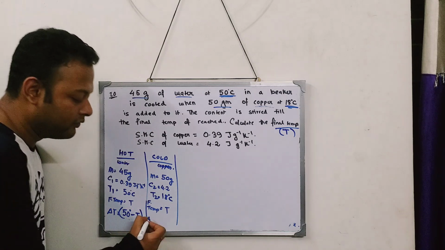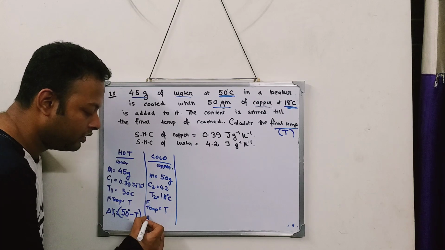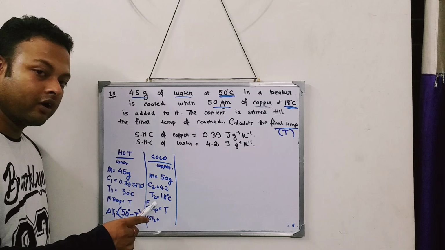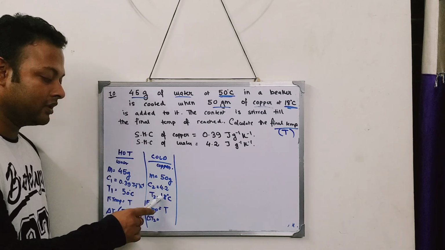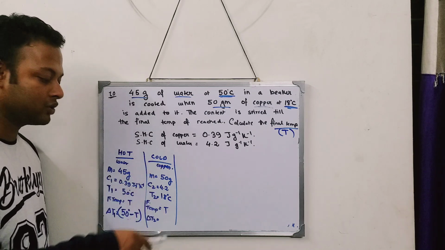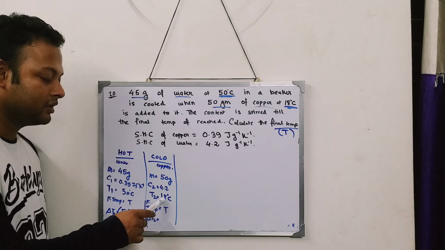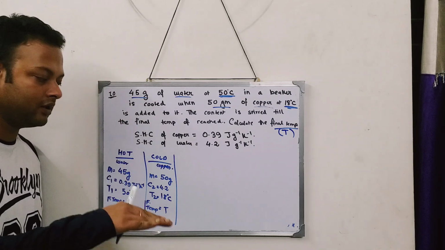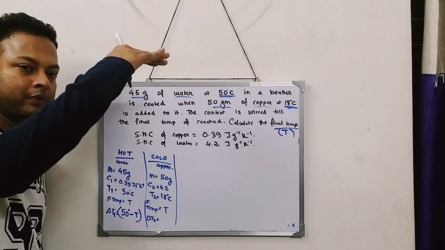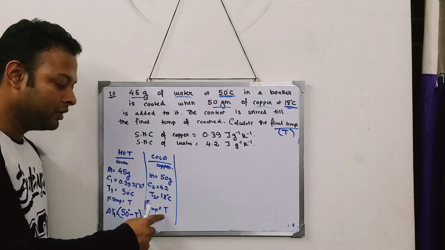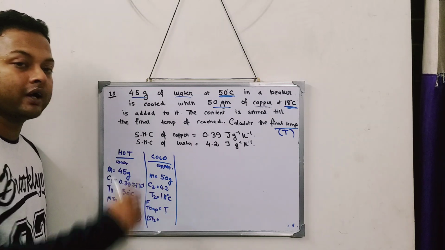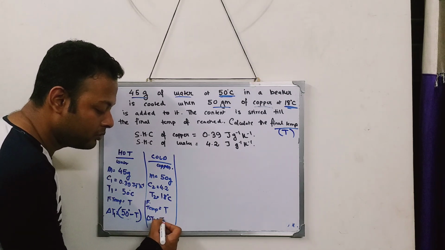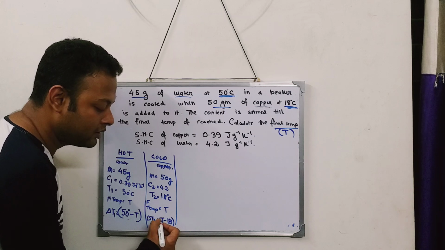And what is the delta T for the cold body? Delta T2 for the cold body is final minus initial, so it's higher minus lower. The cold body's temperature will increase. So from 18, it will go to some higher temperature which we don't know. So the difference will be T minus 18, not 18 minus T. So delta T for the cold body will be T minus 18.